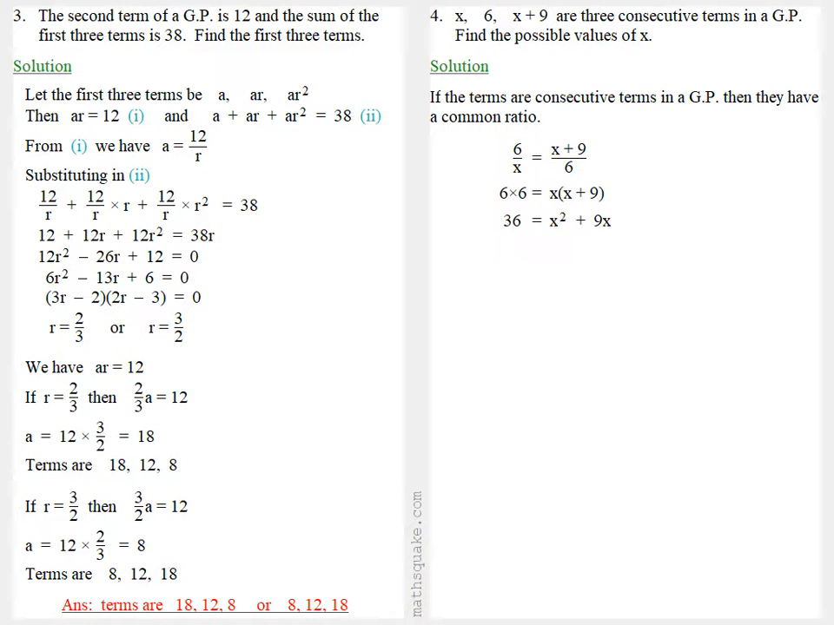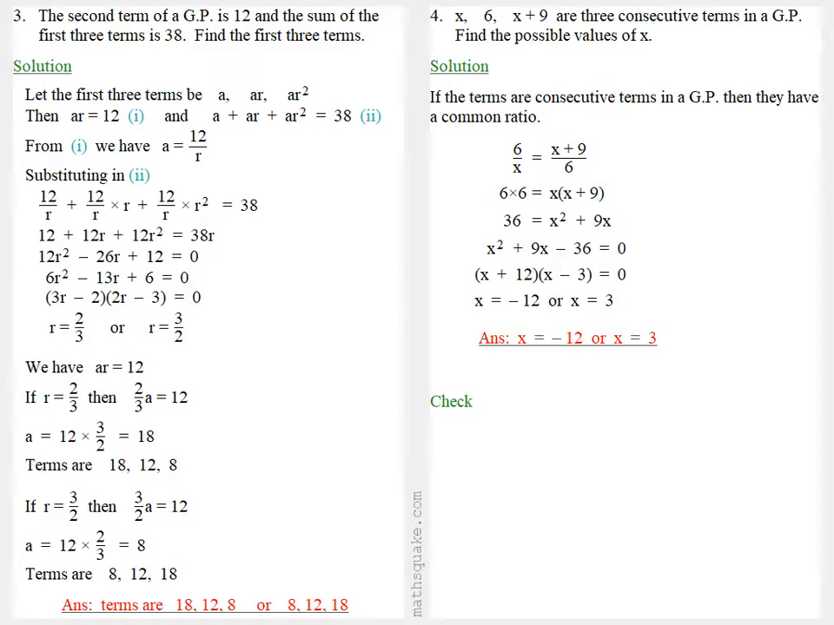That's 36 equals x squared plus 9x. And we can rearrange that to give us x squared plus 9x minus 36 is 0. Now that's a quadratic equation in x, and so we can solve it by factorising it. Now it factorises as x plus 12 into x minus 3 equals 0, so x is equal to minus 12 or x is equal to 3. And those are our answers. X is minus 12 or x is equal to 3.